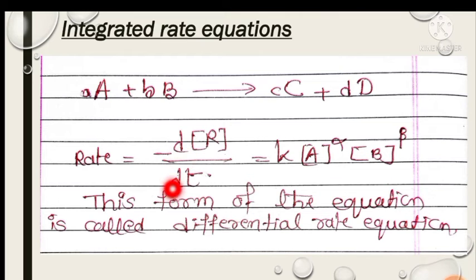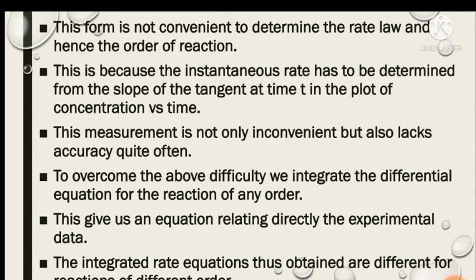ये जो हम d upon dt के form में लिखते हैं, इसे हम क्या बोलते हैं? Differential rate equation. But this form is not convenient to determine the rate law and hence the order of reaction. Why? Because the instantaneous rate has to be determined from the slope of a tangent at the time t in the plot of concentration versus time. Means हमको क्या करना होता है? We have to draw a graph between concentration and time.